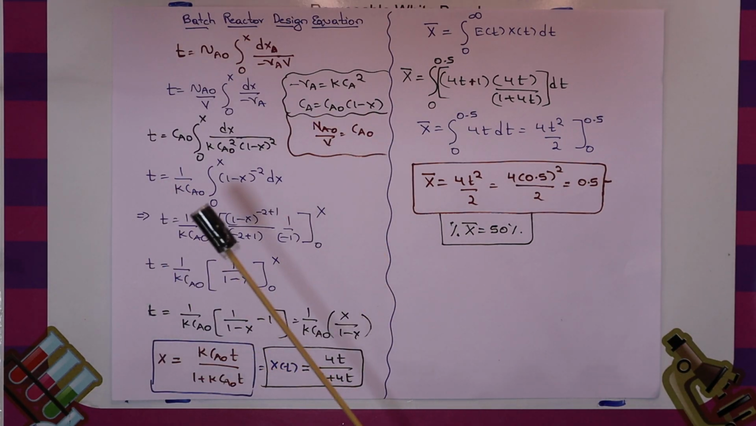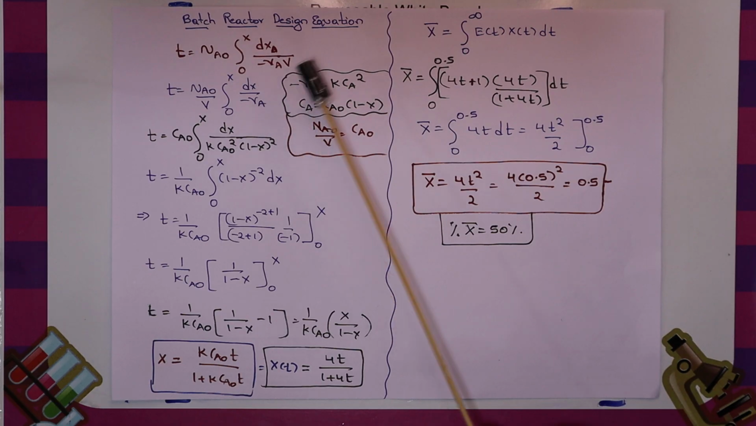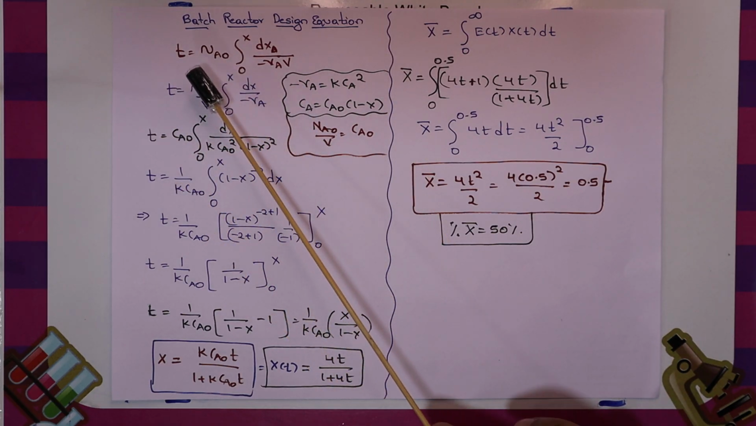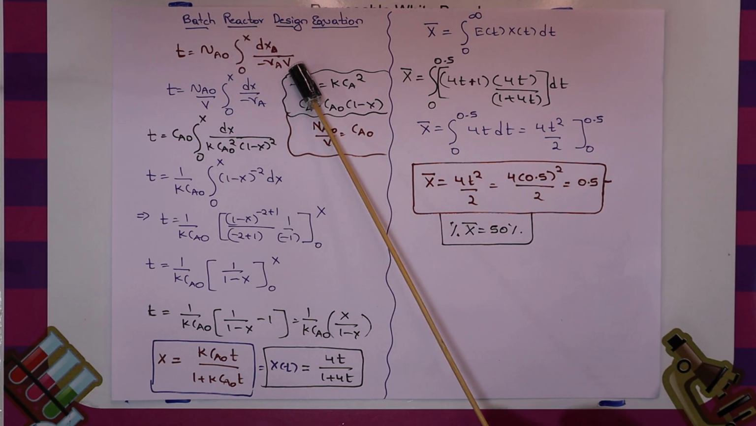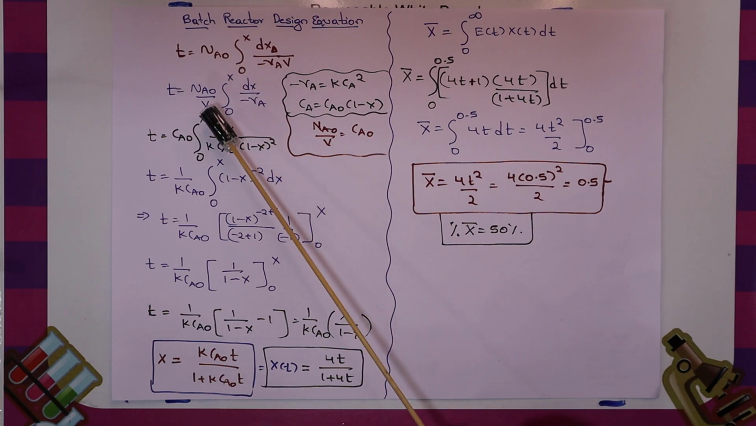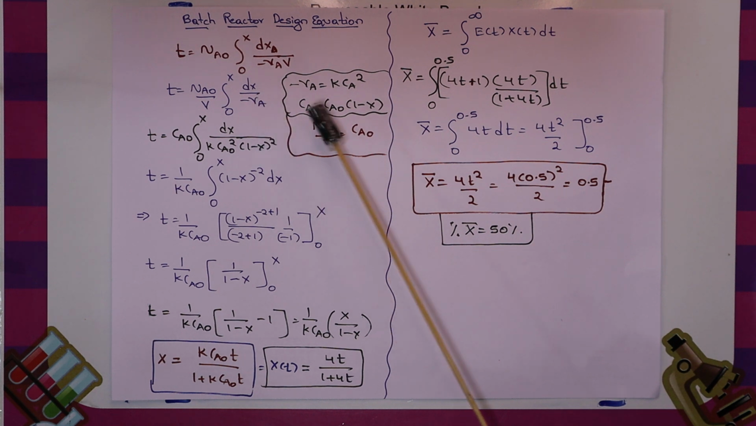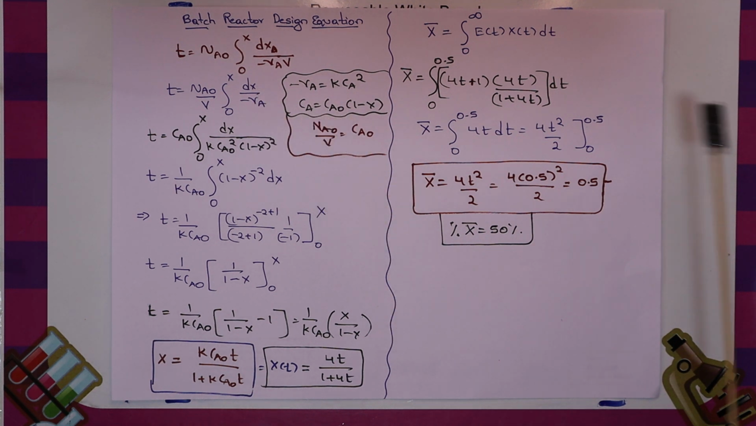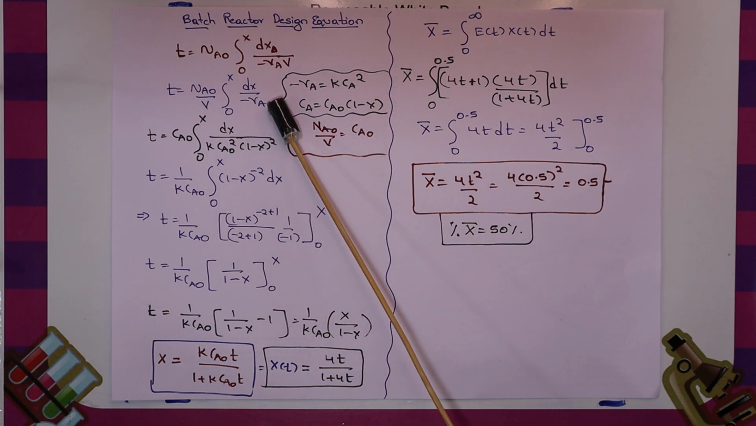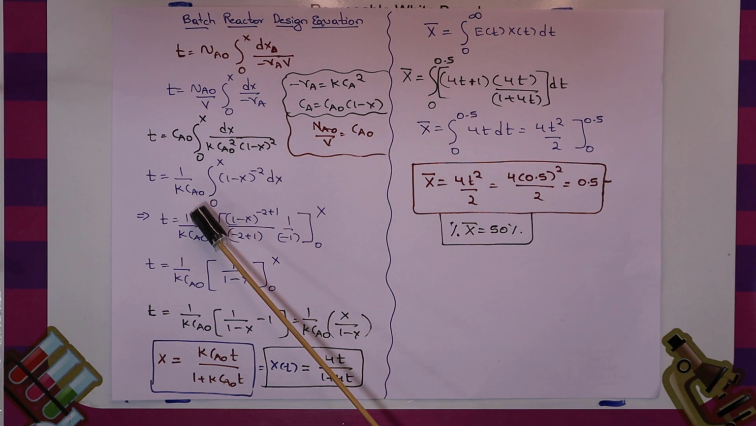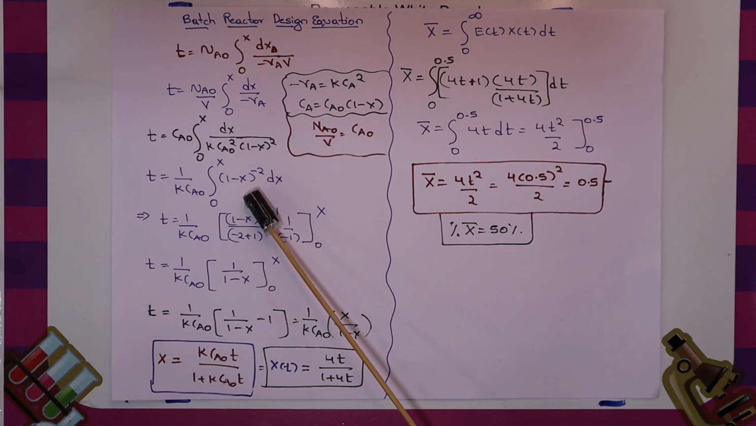Let us get the information about X of t. X of t means the conversion from the batch reactor. The design equation for the batch reactor is time t equal to Na naught into integral 0 to x dx by minus Ra into V. Take the volume out of the integral because it is a constant volume batch reactor: Na naught by V is nothing but Ca naught, into dx by minus Ra. Minus Ra I already know, it is k Ca squared, with Ca equal to Ca naught into (1 minus x). So simply substitute the rate into this equation and you find time t equal to 1 by k Ca naught into integral (1 minus x) power minus 2 into dx.